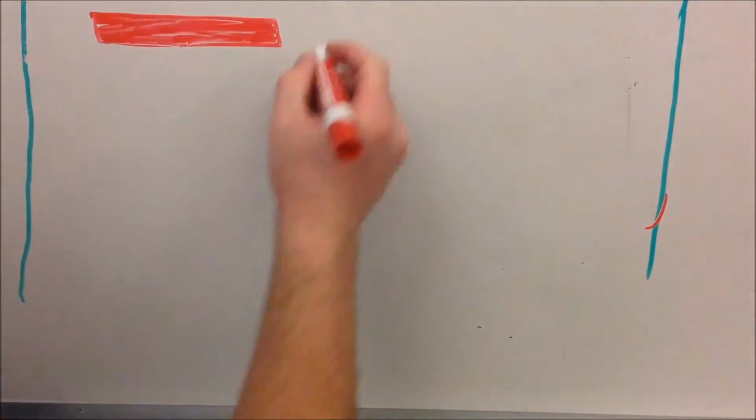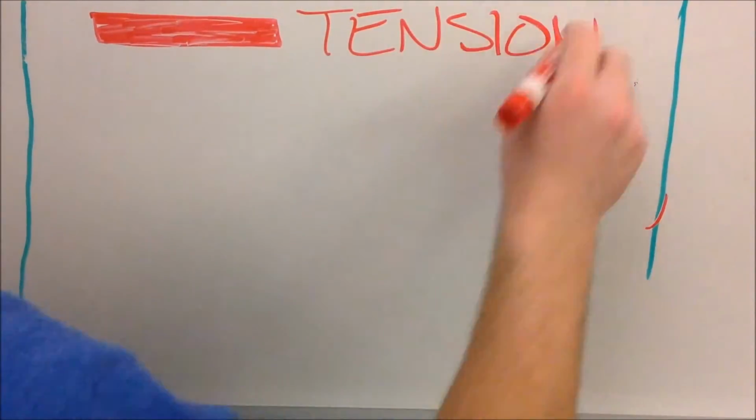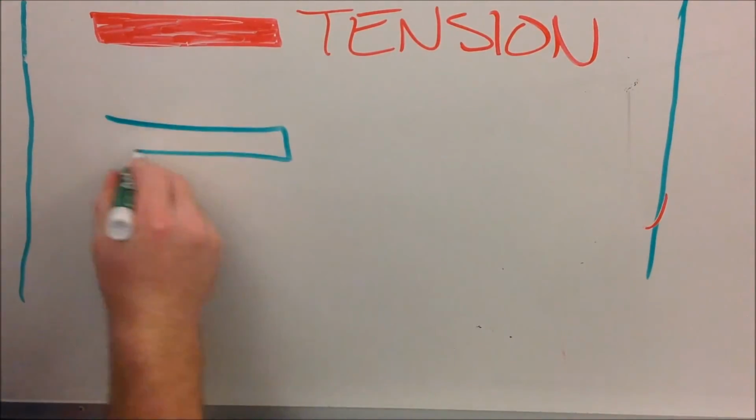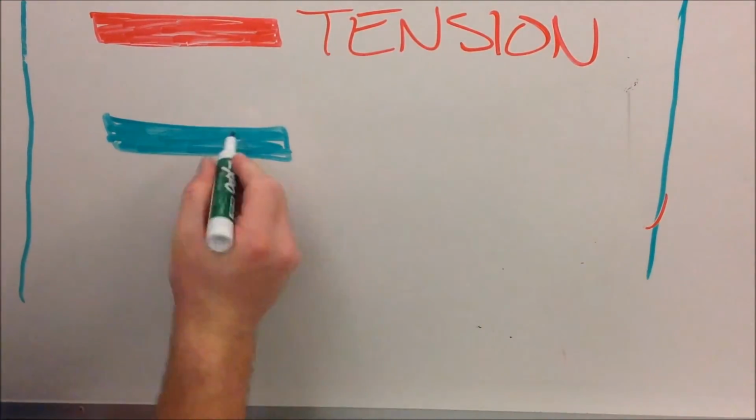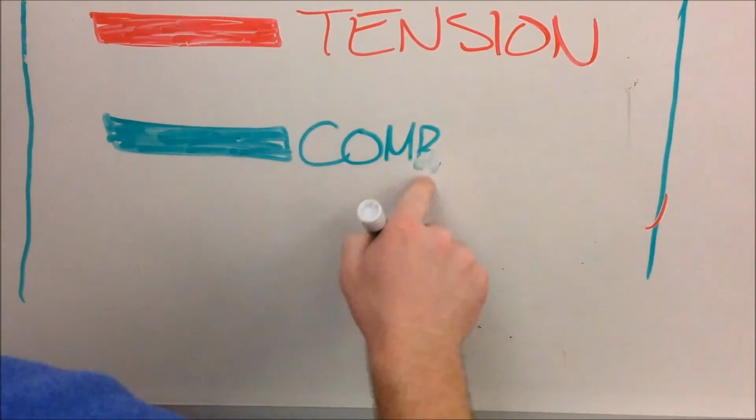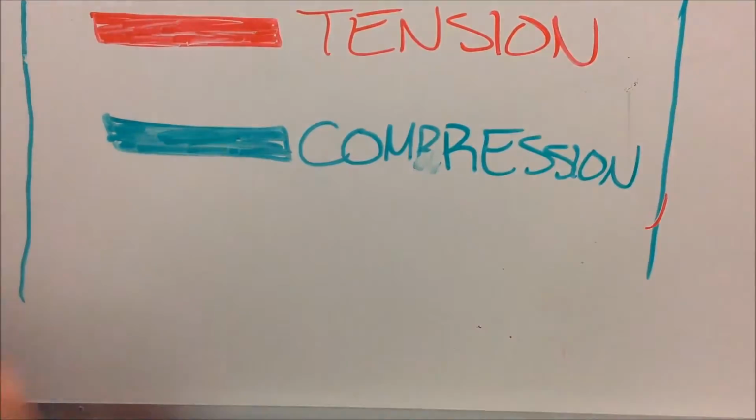In the upcoming drawings, keep in mind that things drawn in red are being pulled apart and acting in tension, while things drawn in green are being squished together and acting in compression.